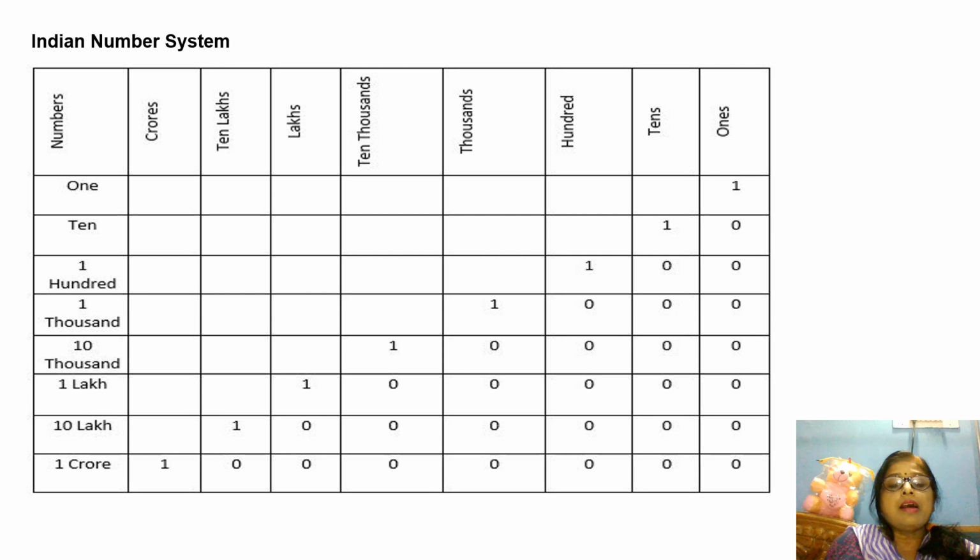Ones, tens, hundreds, thousands, ten thousands, lakh. Again, ten lakh and crore is given, but it is not in your syllabus. Up to 1 lakh we have to read and keep it in your mind. That is, 1 lakh is a 6-digit number. You find out the place value of the concerned digit and then write the name of the number according to it.